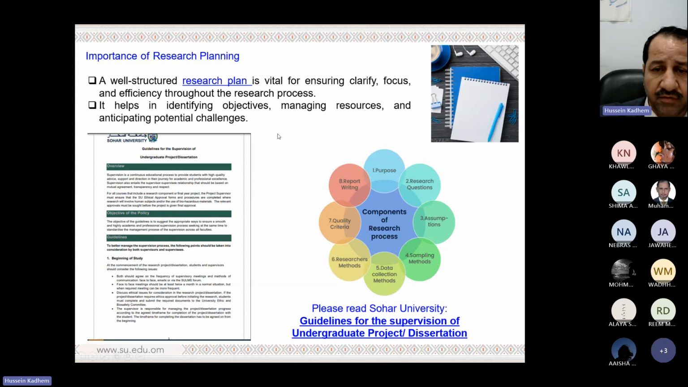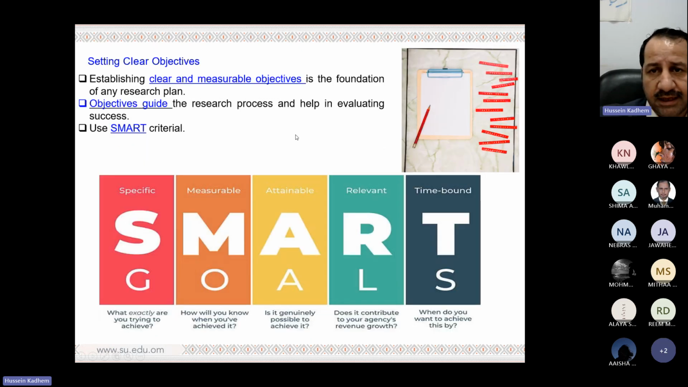Here also, I advise you to read the guidelines for supervision of undergraduate projects. Har University has guidelines covering several things related to your final year project journey, from day number one until you finish your project. The plan contains the purpose and research question, and then the steps until you get the final report write-up, as I will talk about soon. When you have a problem, it takes you to the research questions, and based on these questions, you will write your research objectives.